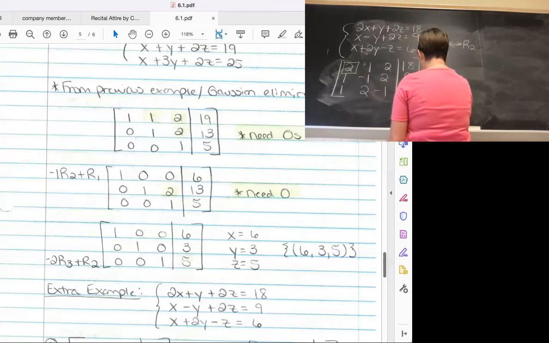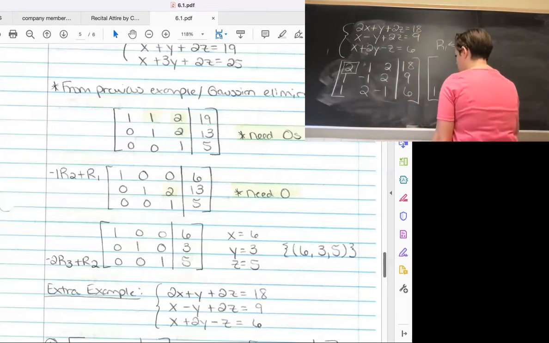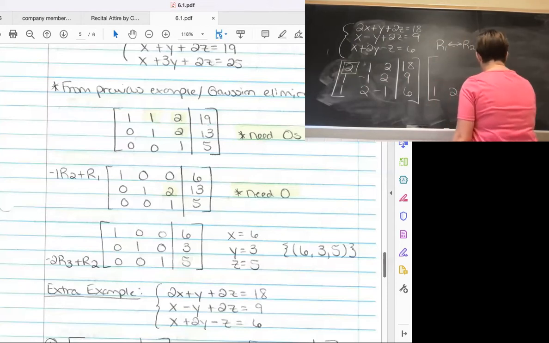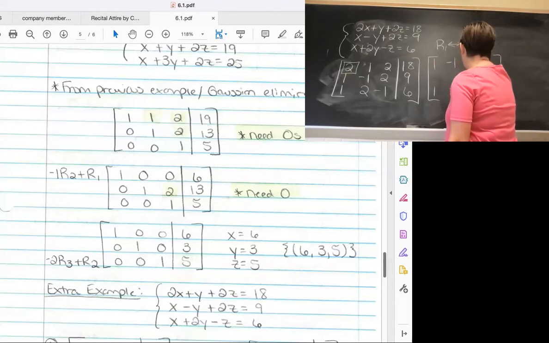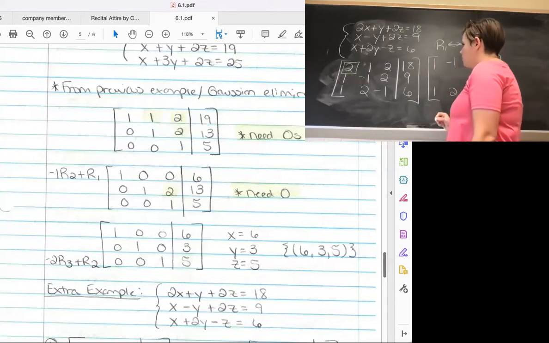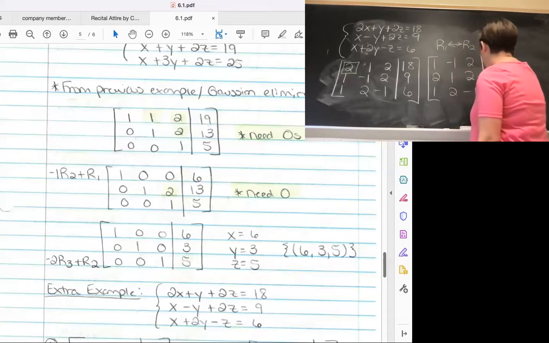That means my row 3 is going to stay exactly the same, so I'm going to go ahead and copy it first. Row 2 is going to become my new row 1, and row 1 is going to become my new row 2.